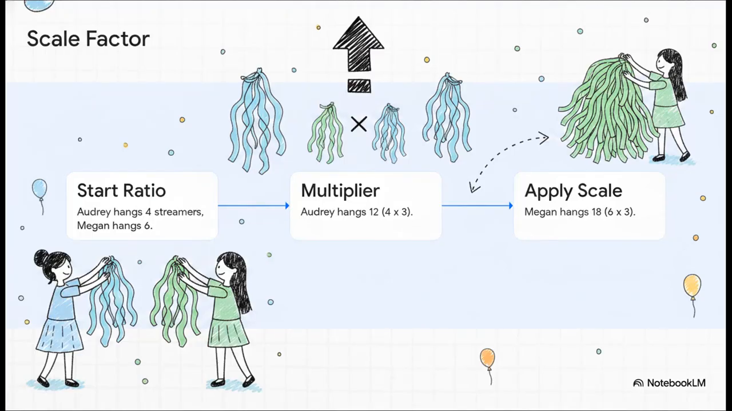Let's look at a really practical situation, like bike race training. Say our starting ratio is that Audrey bikes 4 miles in the exact same amount of time that Megan bikes 6 miles. But what if Audrey bikes 12 miles? How many can Megan bike in that same time?